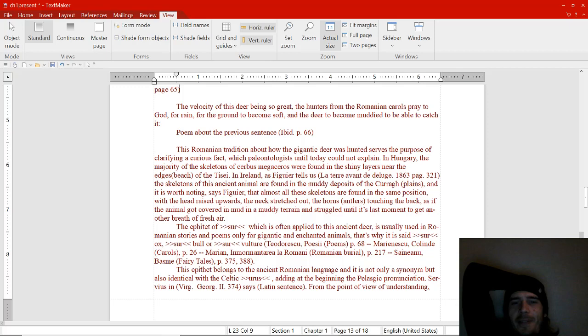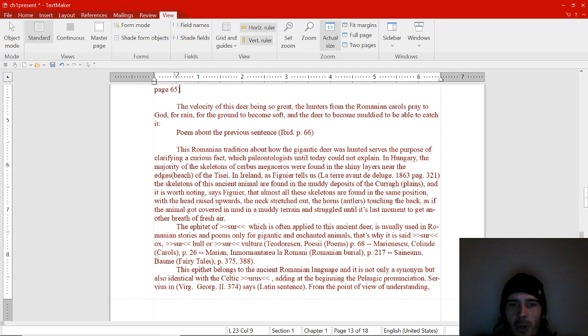In Ireland, as Figuier tells us in his book, the skeletons of this ancient animal are found in the muddy deposits of the Curragh, or plains, and it is worth noting, says Figuier, that almost all these skeletons are found in the same position, with the head raised upwards, the neck stretched out, the horns or antlers touching the back, as if the animal got covered in mud in a muddy terrain and struggled until its last moment to get another breath of fresh air.